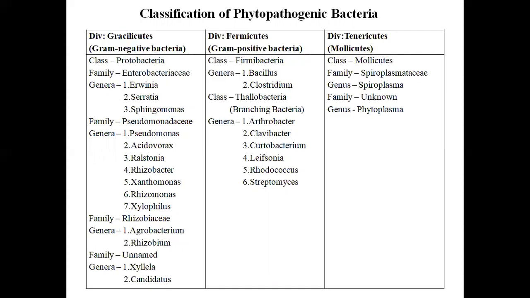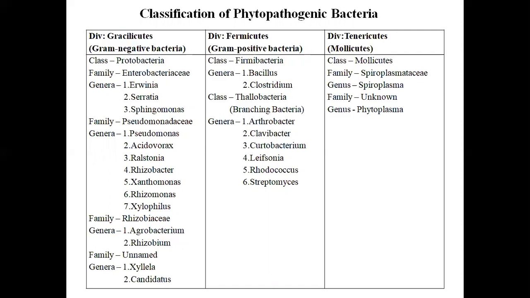The 3 divisions are: first division, Gracilicutes, that is mostly known as gram-negative bacteria. Second division, Firmicutes, that is gram-positive bacteria. And the third division is Tenericutes, known as the Mollicutes group, which includes the phytoplasma. One by one we are going to study the divisions. First is Gracilicutes, known as gram-negative bacteria.